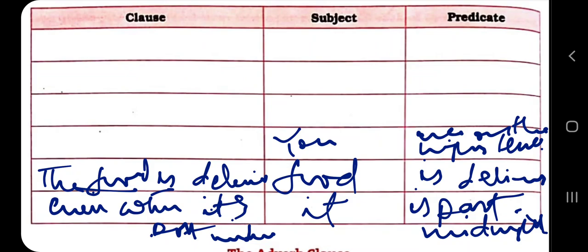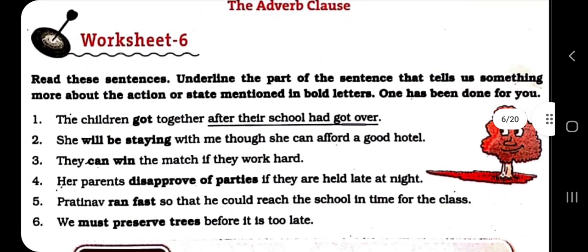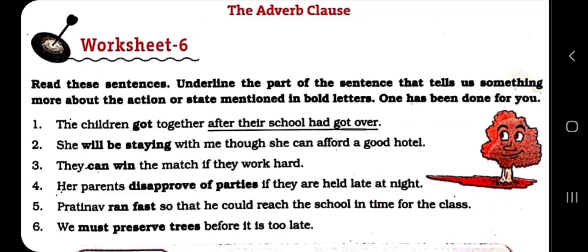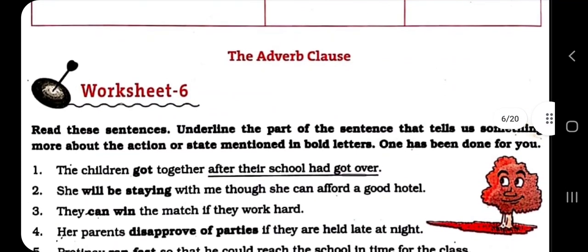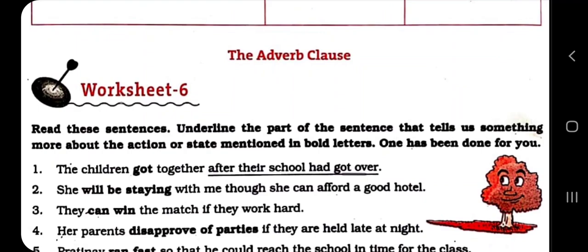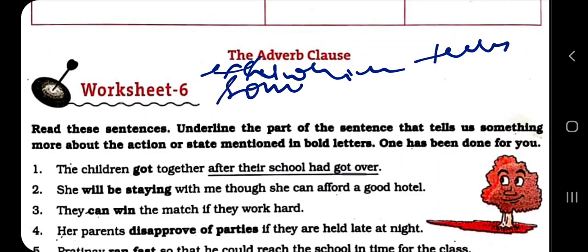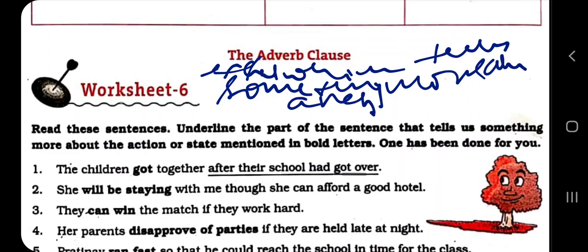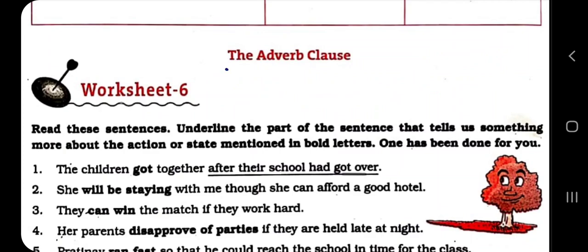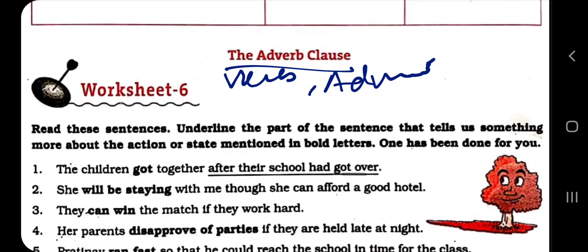Now, let's move to the next part: the adverb clause. Dear students, try to remember what an adverb is. Adverb is that which adds meaning or tells something more about a verb, how an action is happening.